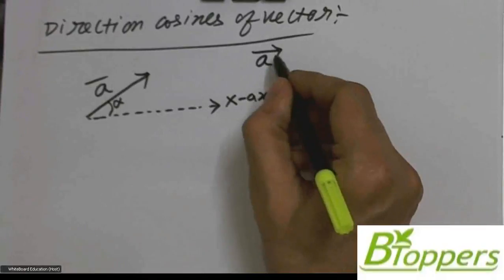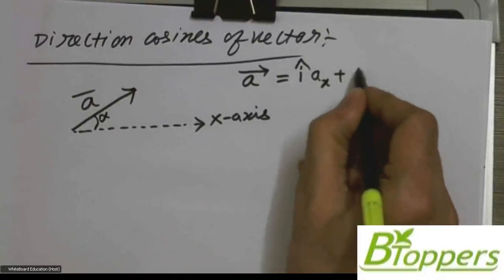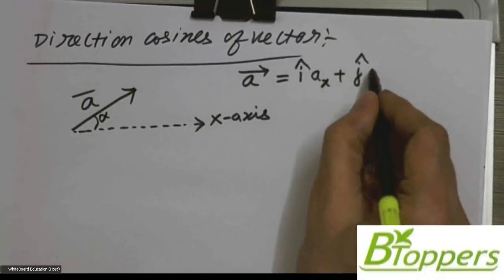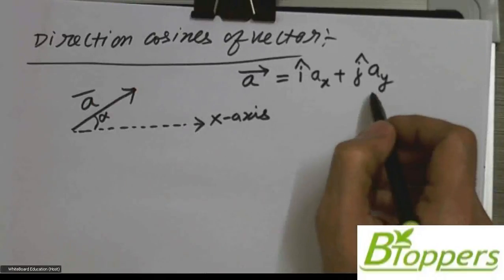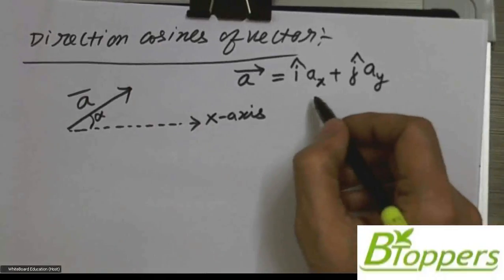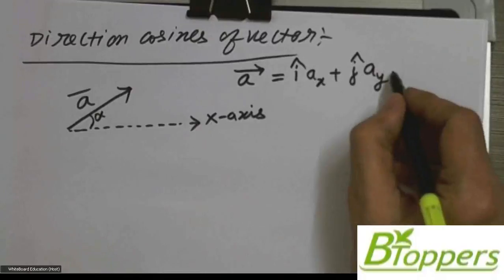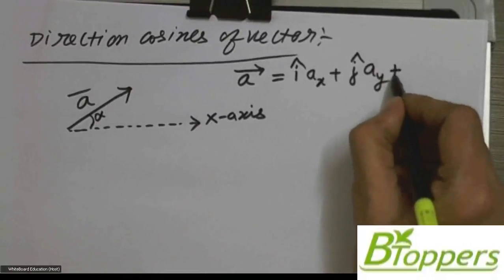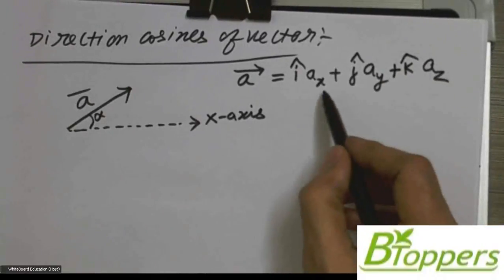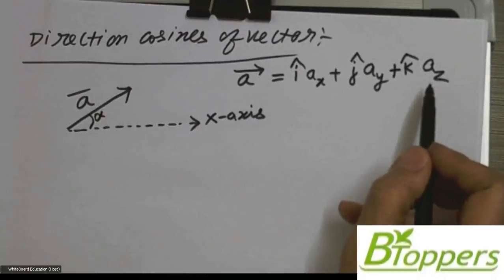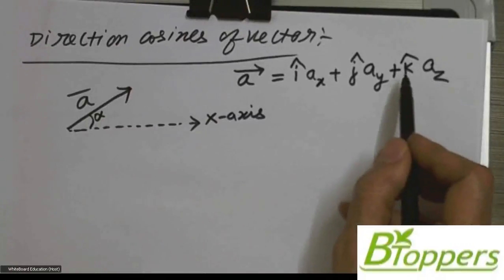As I discussed earlier, the vector A bar lies in the xy plane. Then we can write A bar in the form I cap into AX plus J cap into AY. AX and AY are the rectangular components of the vector A bar along x and y axis. So in 3-dimensional space, vector A bar in general can be written in the form I cap into AX plus J cap into AY plus K cap into AZ. Here AZ is a rectangular component along Z axis. K cap is unit vector along Z axis.